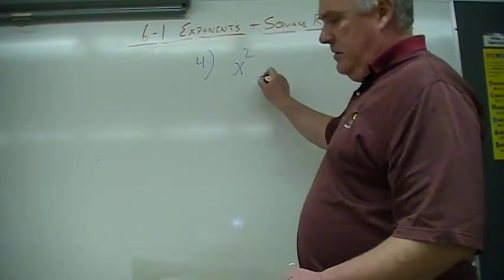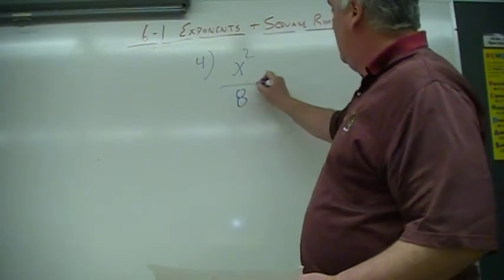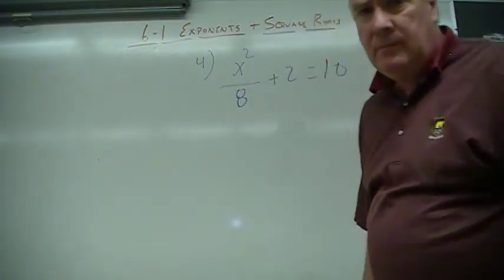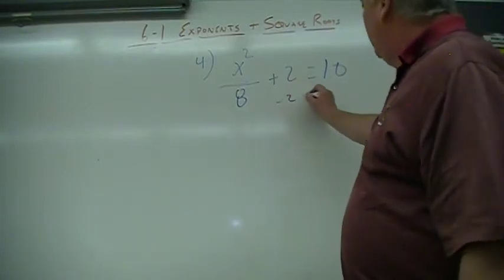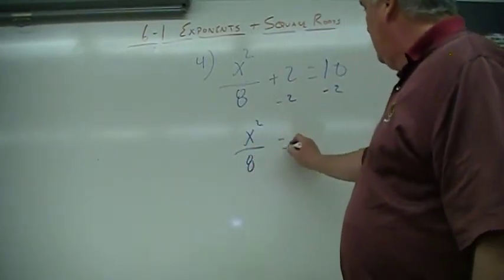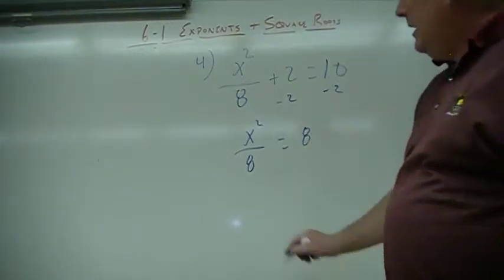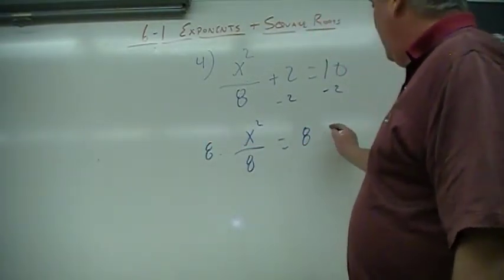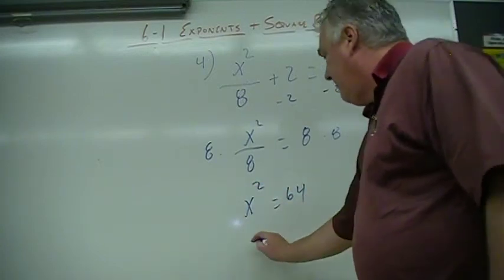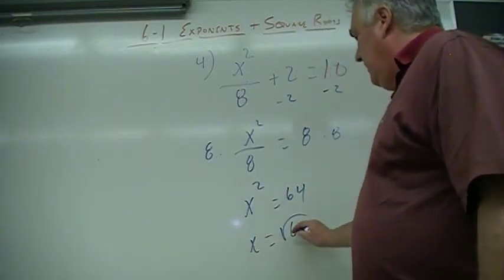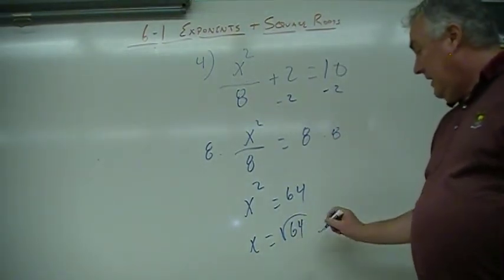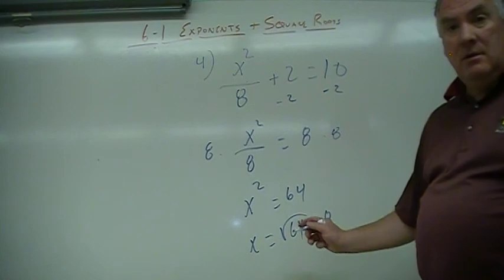X squared over 8 plus 2 equals 10. Okay? Minus 2, minus 2. X squared over 8 equals 8. Times both sides by 8. X squared equals 64. X equals the square root of 64. Okay? And that's going to equal 8.